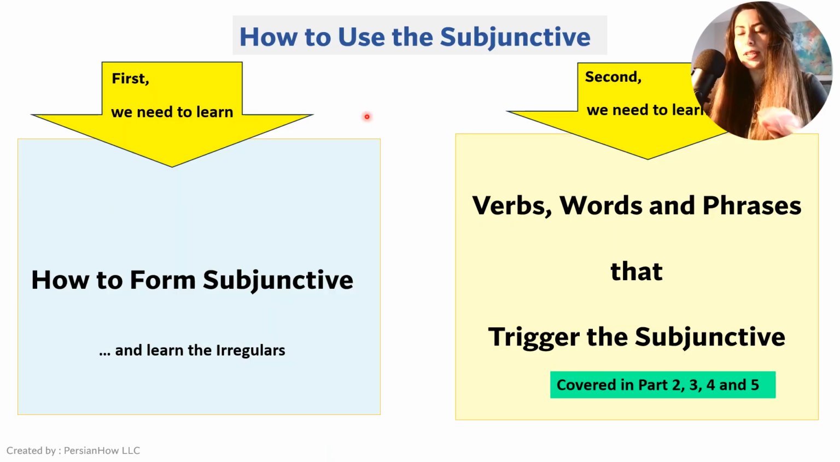Great, so we finished how to form subjunctive, and also we learned the irregulars. I hope it wasn't too hard. And now we are just going to learn a little bit about verbs, words, and phrases that trigger the subjunctive, but we will go into details in the other upcoming lessons. For now, we're just going to have an overview of what we mean by this part.